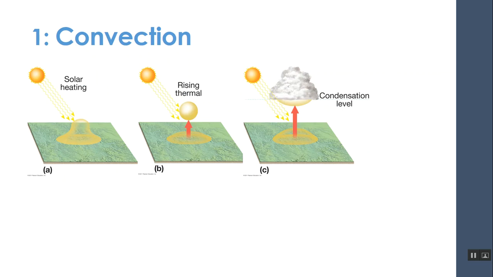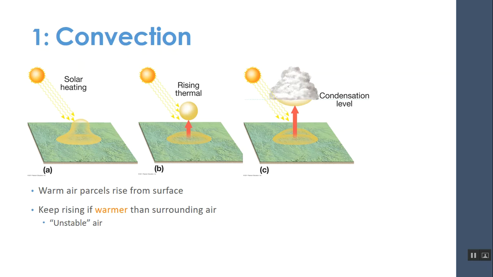And so the first one is convection. So here you're getting the sun heating up some air. That air is then rising because it has warmed up. Then it is cooling as it goes up, and we're getting condensation, right? So warm air parcels rise from the surface. It keeps rising if warmer than the surrounding air. Again, think of this as kind of a pocket of air. And this air becomes unstable, and that instability is relative. It will rise as long as it is warmer than that surrounding air.